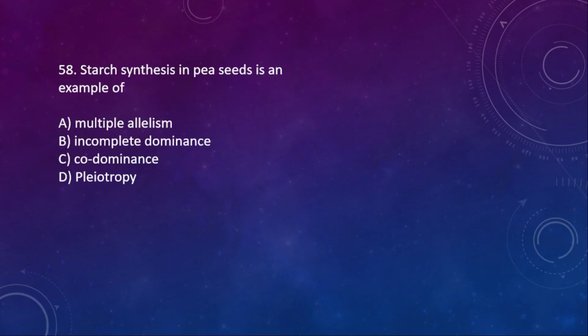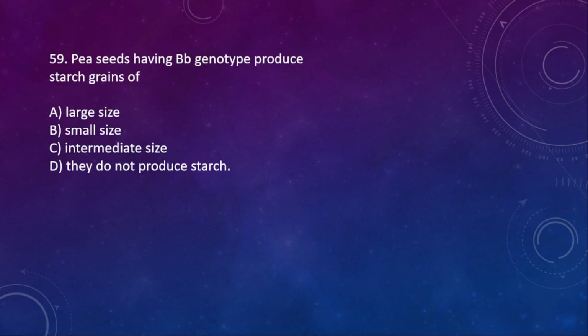And the next question, that is 58. Starch synthesis in pea seed is an example of A. multiple allelism, B. incomplete dominance, C. codominance, D. pleiotropy. Here the right option is option D, pleiotropy. 59. Pea seeds having capital B and small b genotype produce starch grains of large size, small, intermediate, or they do not produce starch. Here the right option is C.